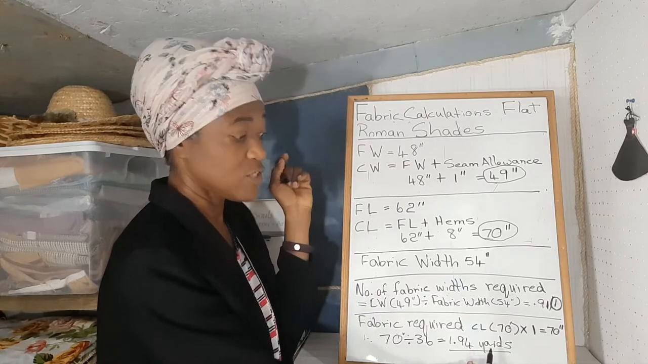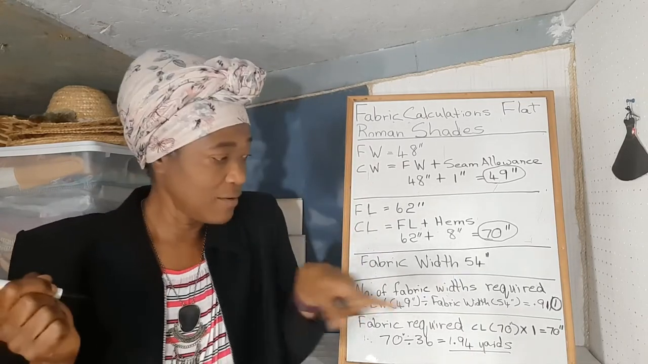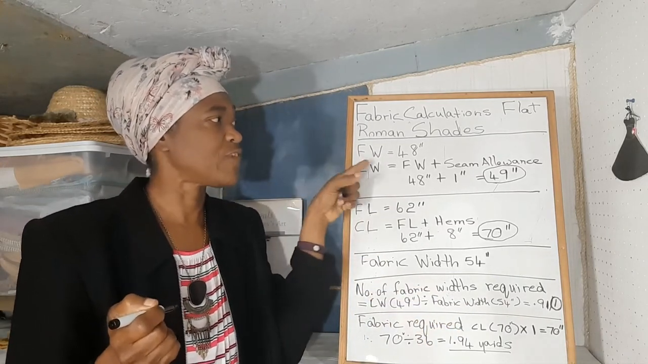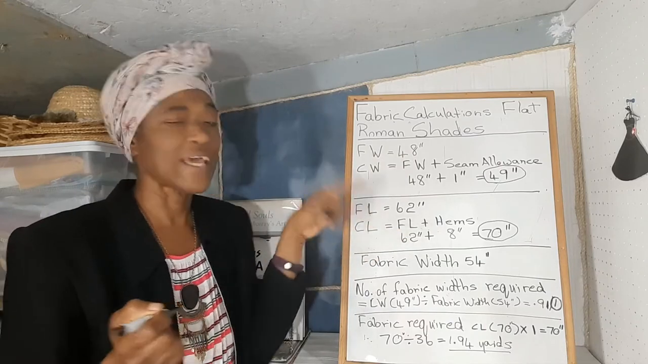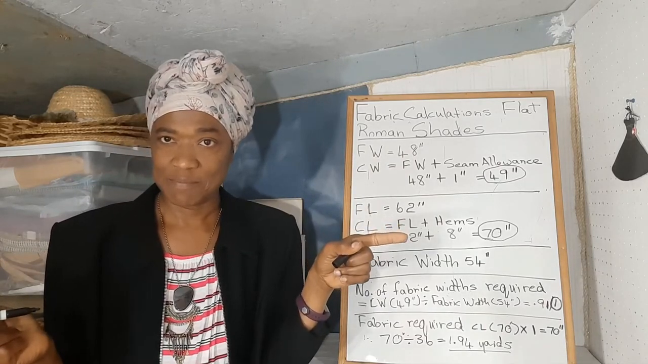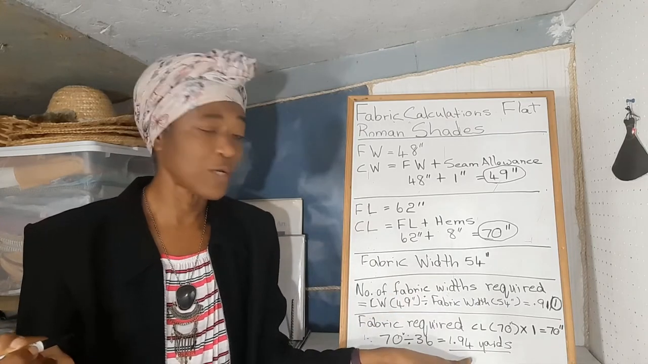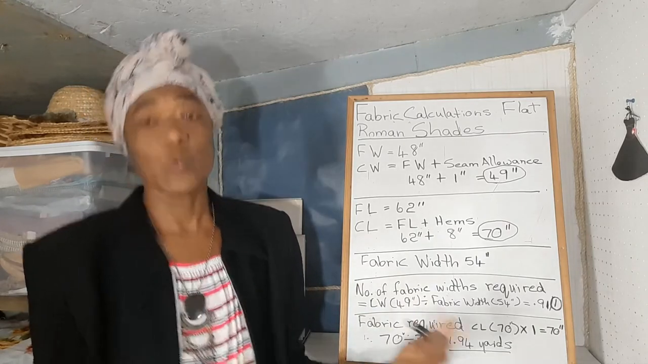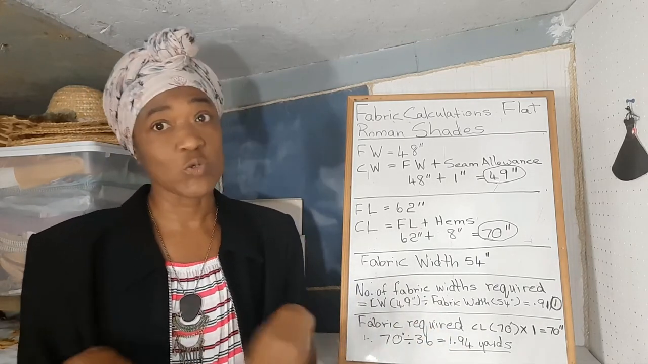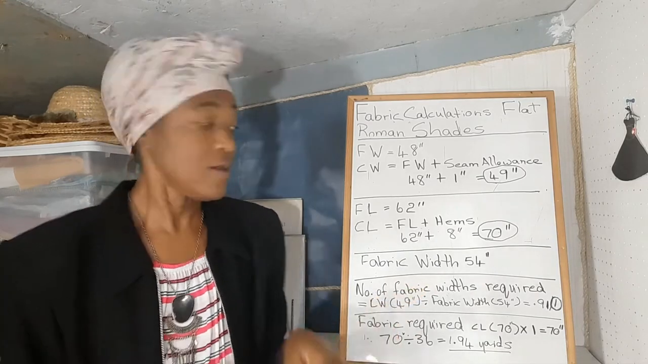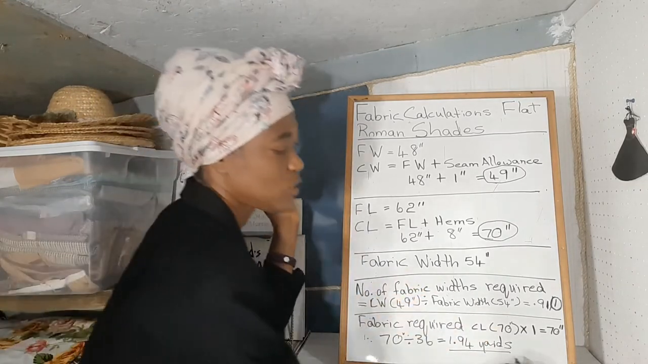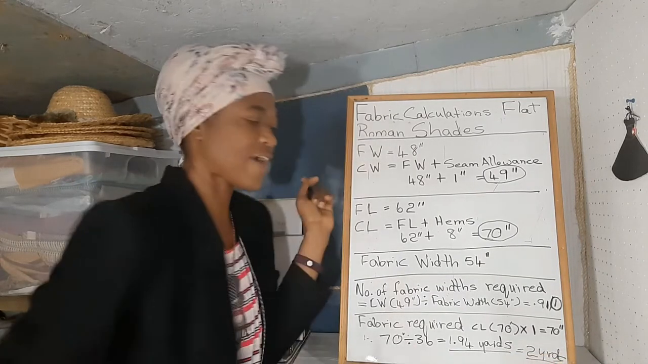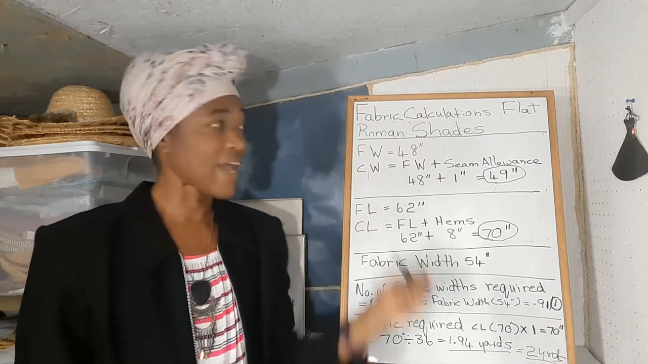And we get 1.94 yards. So we need 1.94 yards of fabric to make a Roman blind that's going to be finished with 48 inches and finish length 62 inches. Okay, so what do we do when we have 1.94 yards? We round it up. We never round down because we don't want to be short on fabric at all, okay? So we round up and we go for 2 yards of fabric, and that is how you will do your calculations.